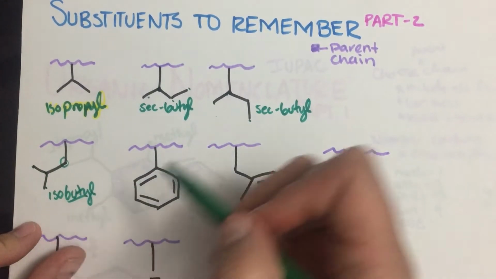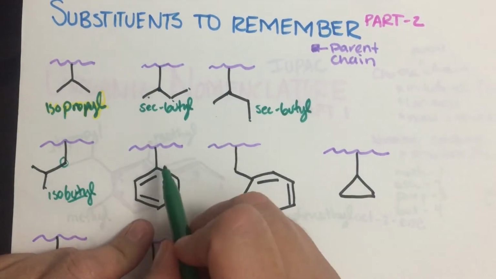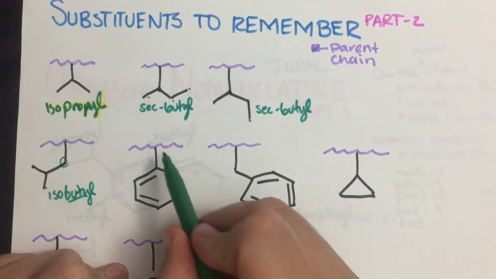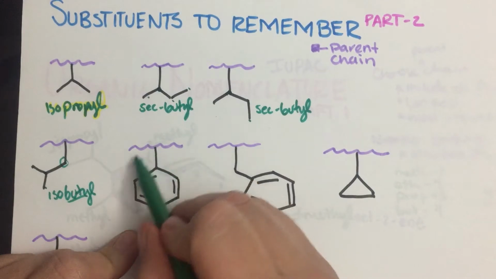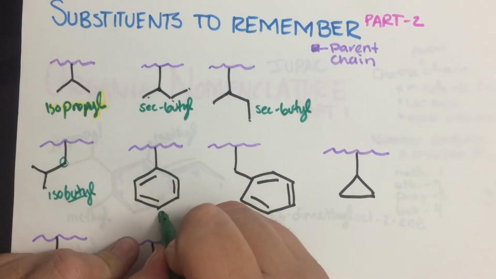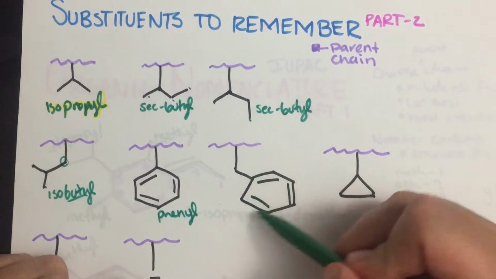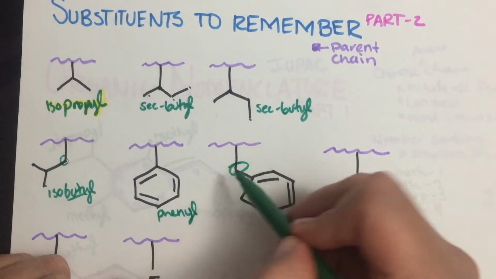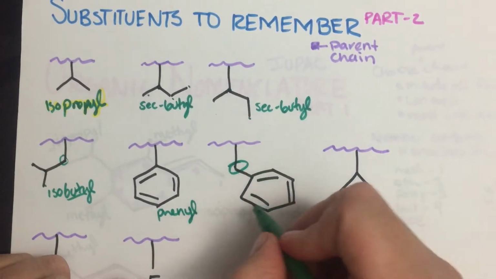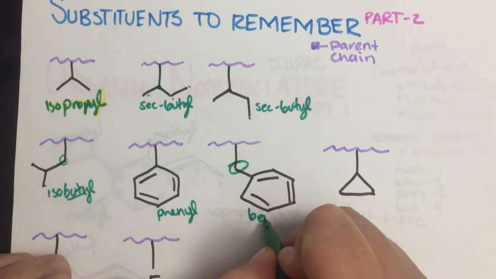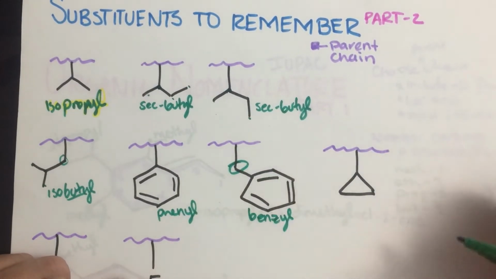Okay, now we go to the aromatics. When you have an aromatic, okay, extending directly from the chain, nothing else, this is going to be called a phenyl group. Okay, when you have something very similar to that, but you have an extra carbon over here, okay, this is going to be called a benzyl group.